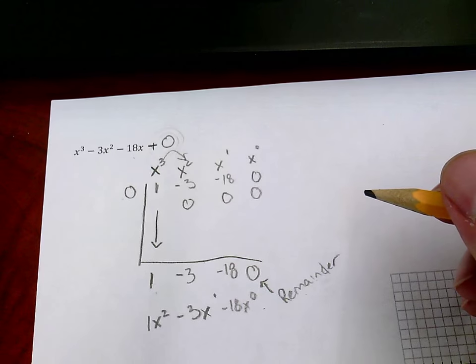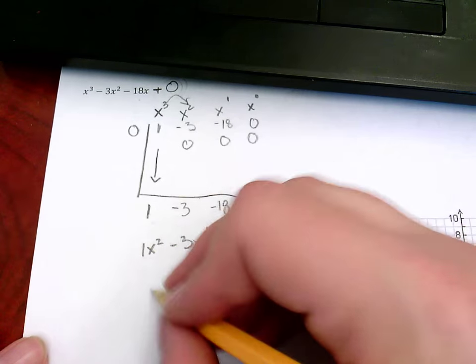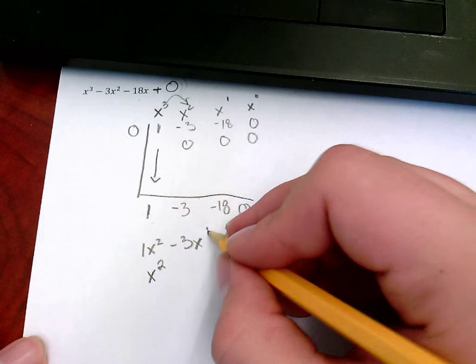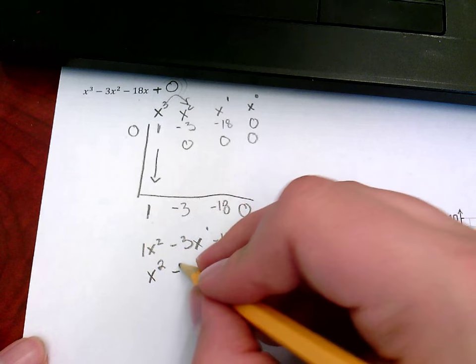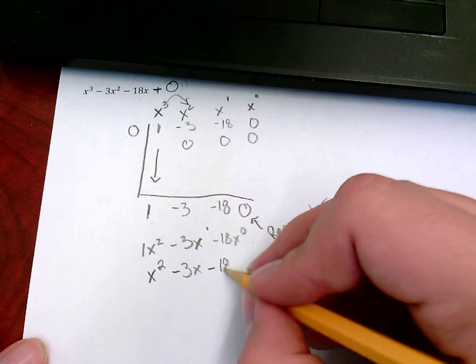Now let me clean this up so that it actually looks like what we're trying to work with. You don't put a 1 in front of anything. You don't put a 1 as an exponent. And anything to the 0 power just goes away, so it's just minus 18.